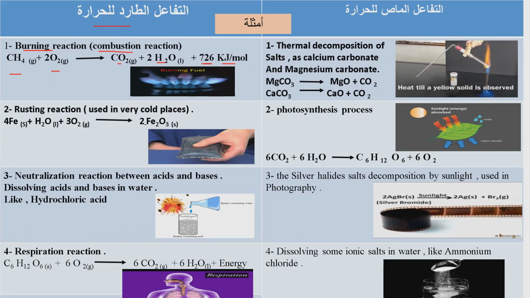The second type of exothermic reaction is the rusting reaction. It's used to make a bucket warmer in very cold places. In this reaction, iron reacts with water and oxygen to form iron oxide, rust. A third type of chemical reaction is the neutralization reaction between acids and bases. It is a very important type of exothermic reaction.